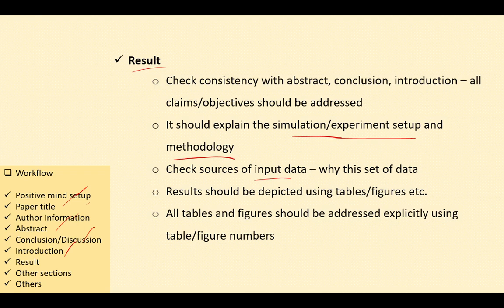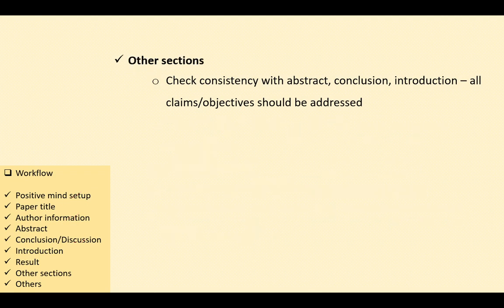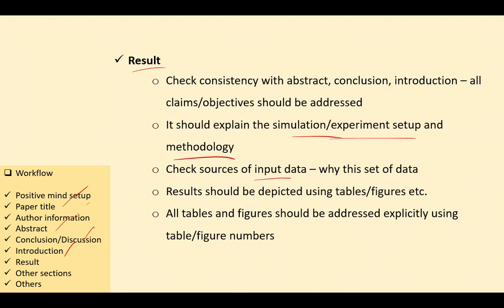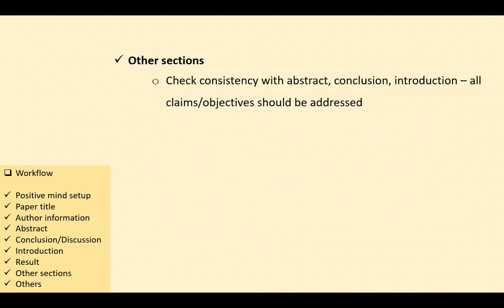So you need to check in the whole paper if any figure number or table number is not addressed explicitly in the text. You need to tell the author to mention that figure or the table explicitly and describe it. There cannot be any figure or chart without mentioning it. Now pay attention to the other sections. Again, check the consistency with whatever you have found in the abstract, conclusion, introduction, and the results.